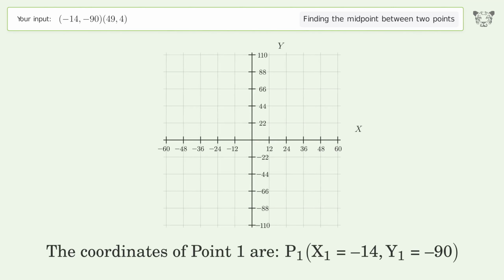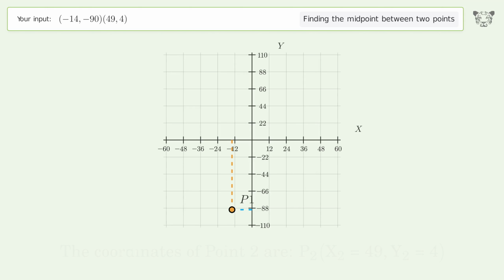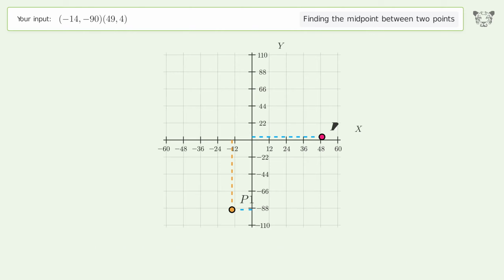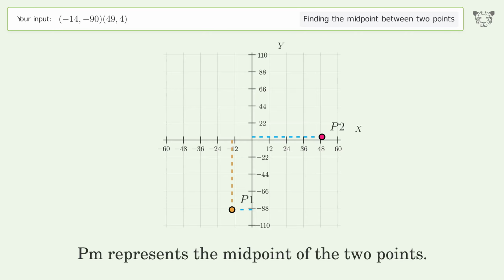The coordinates of point 1 are, x1 equals -14, y1 equals -90. The coordinates of point 2 are, x2 equals 49, y2 equals 4. PM represents the midpoint of the 2 points.